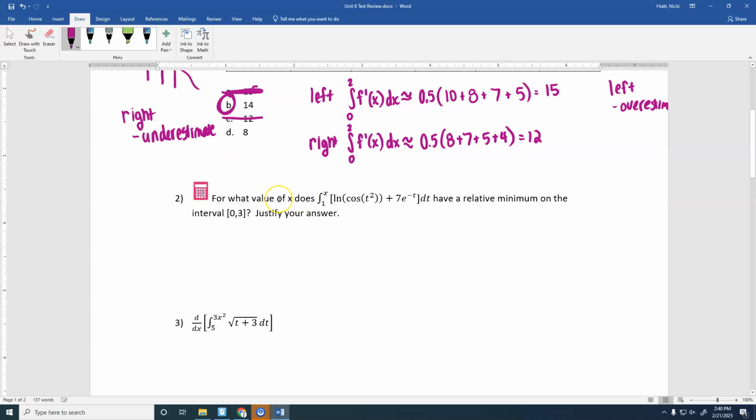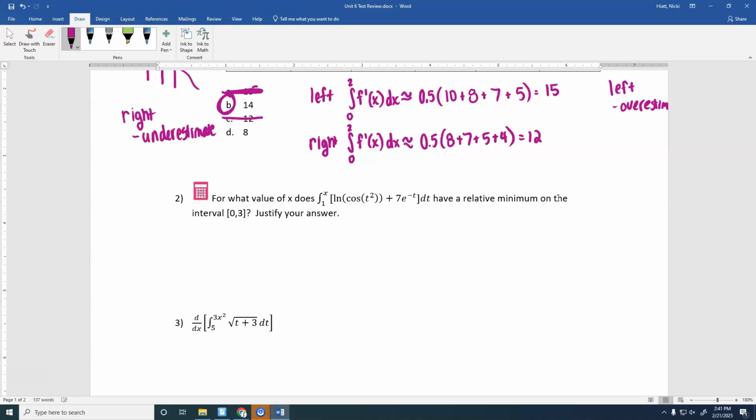Okay, this one is calculator active. It says, for what value of x does all of this stuff have a relative minimum on the interval from 0 to 3? Right. Okay, so let's forget about integrals. Let's think about what we knew about derivatives. If I wanted to find a minimum, what did I do long ago?